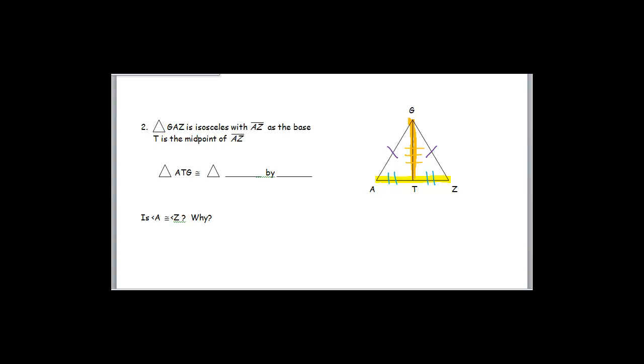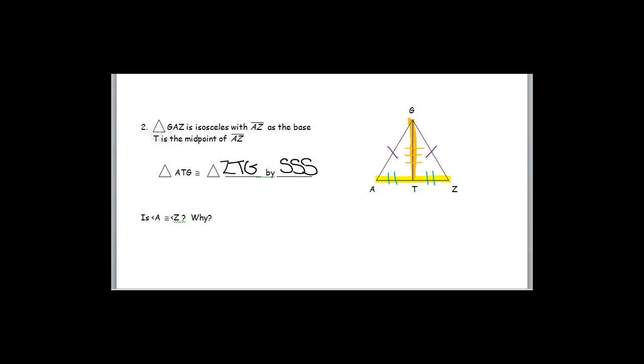Since we have triangle ATG, and if you look at your marks, that goes blue to orange, we're going to follow that blue to orange, ZTG, and that would be our side, side, side.